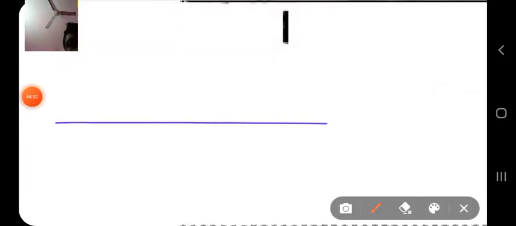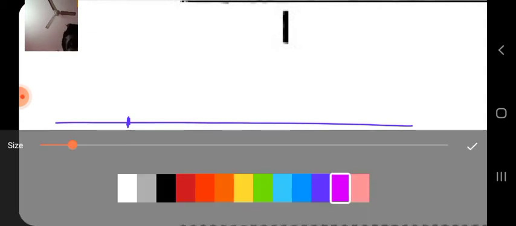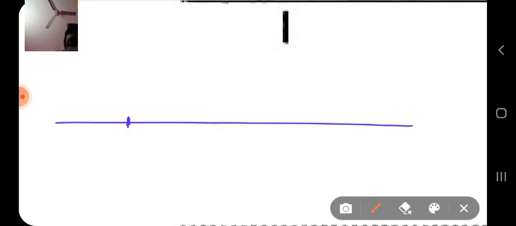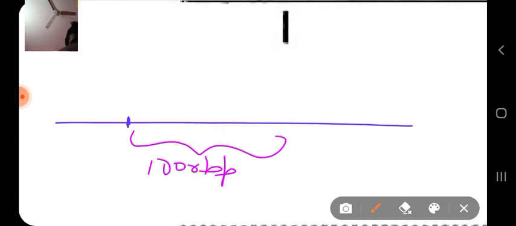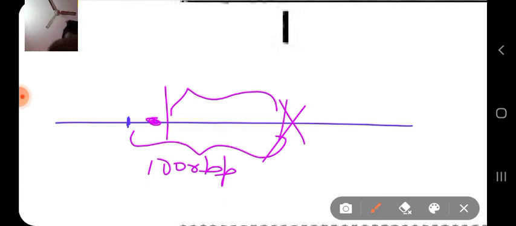Because if this is our DNA and if this is the recognition site for the type 1 restriction enzyme, that type 1 restriction enzyme will recognize and cleave 1000 base pair away, maybe 1000 base pair away. So if our desirable DNA fragment is between this site, then this amount of base pair is pretty huge loss.